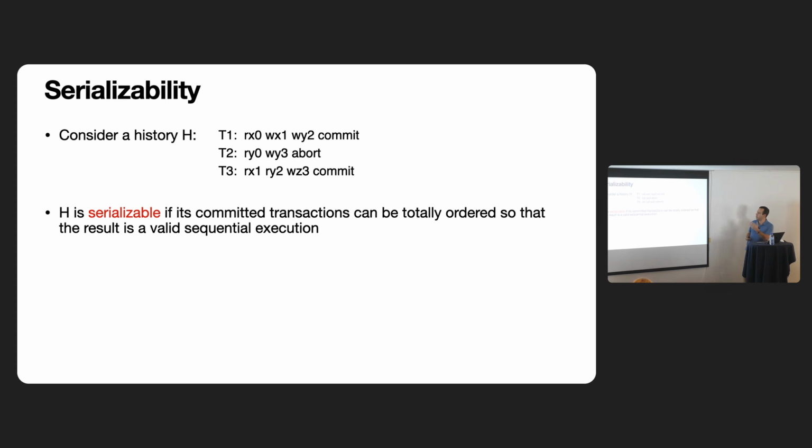So I need to check if this history is serializable or not. The serializability only constrains committed transactions. It says nothing about aborted transactions. So I need to kick out the aborted transactions. So T2 goes away. Then I need to look at the remaining transactions. That's T1 and T3. And I need to figure out if it's possible to order them in some way so that I get a valid sequential execution of these reads and writes.